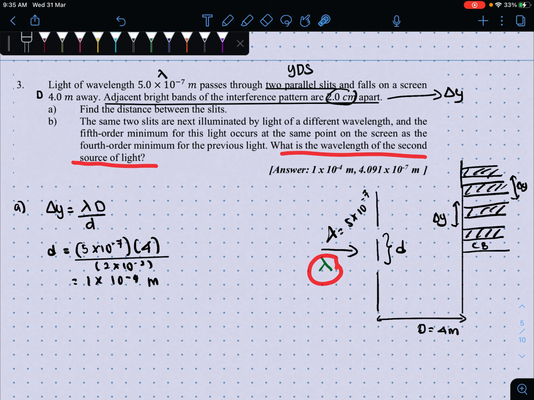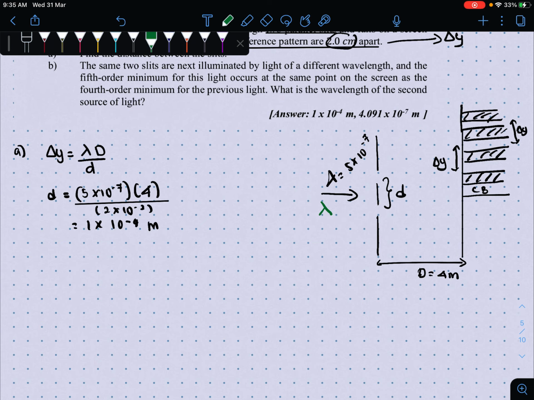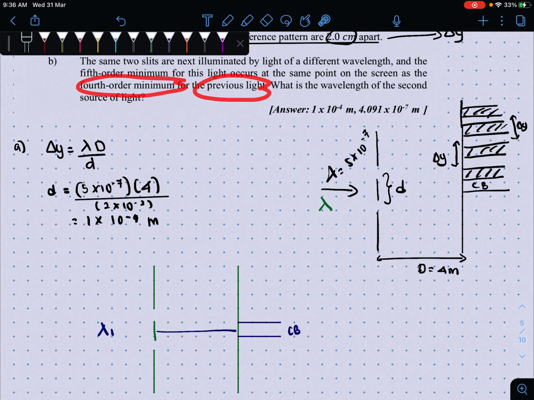So basically we are going to look for this wavelength. I'm going to draw it so that we can see it in a better view and understand it better. So what we have here is the Young's double slit, and this is your screen here. When you are using lambda 1, this is your central bright here. You're going to have the fourth order minimum for the previous light, lambda 1. Fourth order minimum means dark fringe.